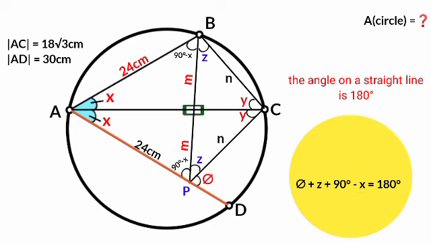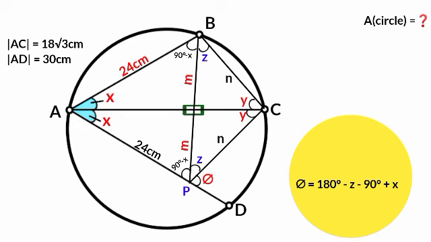So theta plus z plus 90 degrees minus x equal to 180 degrees. We take z plus 90 degrees and minus x to the right hand side of the equation. So theta equal to 180 degrees minus z minus 90 degrees plus x. This 180 degrees minus this 90 degrees is 90 degrees. So theta equal to 90 degrees minus z plus x. We keep it aside for now.